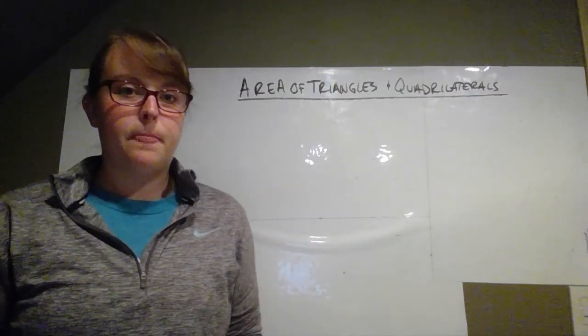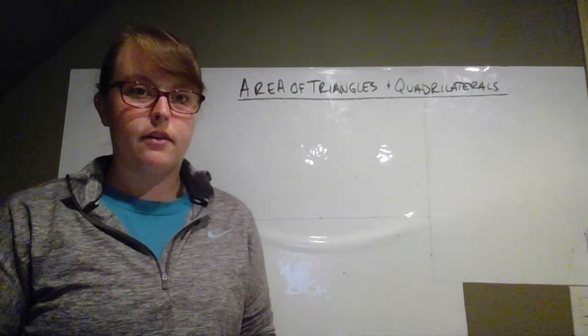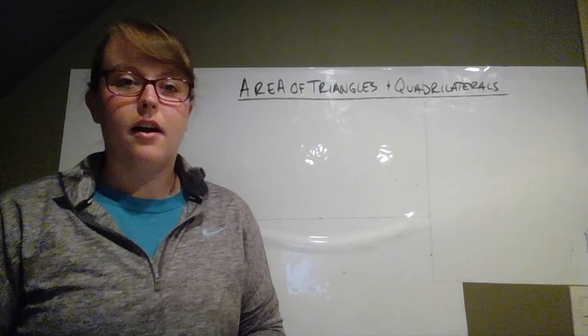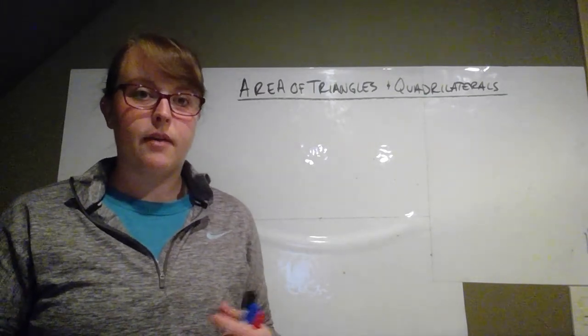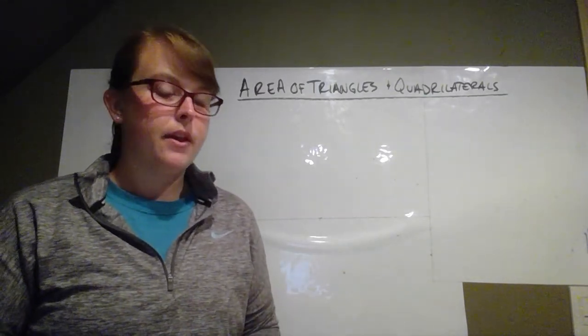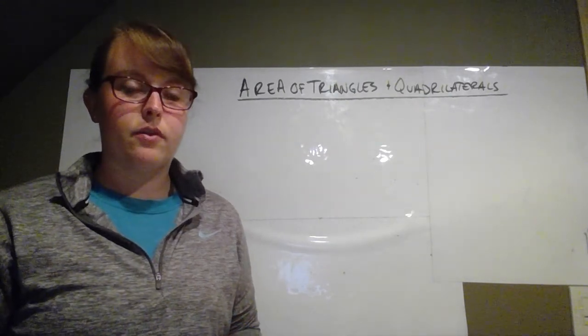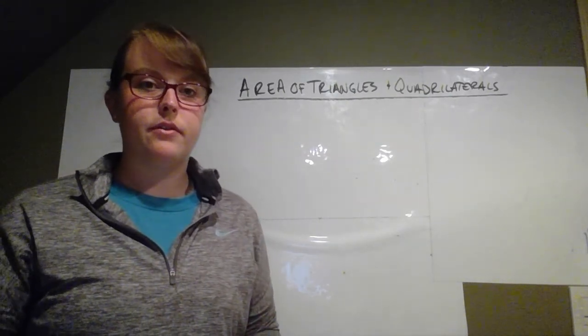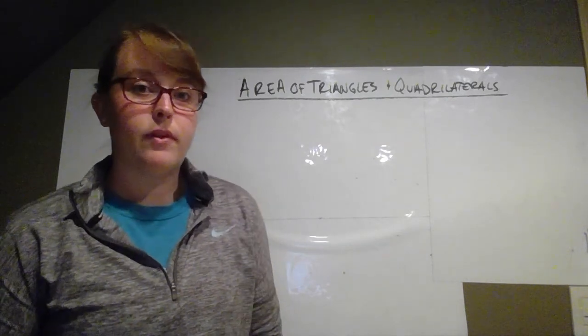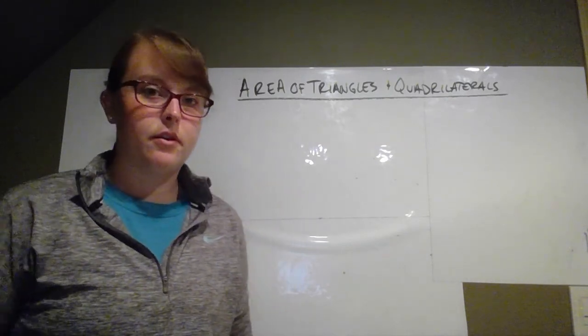Hey, geometry people. So last week, we talked about areas and circumferences of circles and things like that. So today we're going to talk about areas of triangles and quadrilaterals and things like that. We have a lot of different area formulas to go through today.